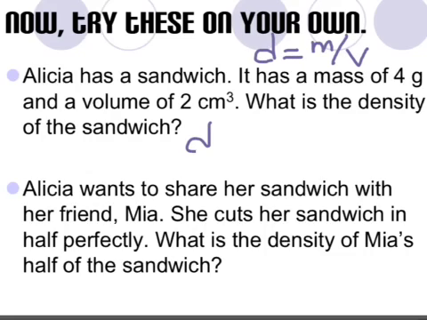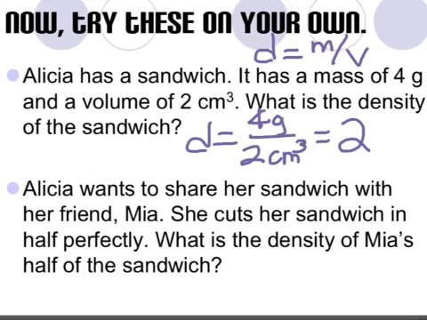So our mass is 4 grams, and our volume is 2 cubic centimeters. And hopefully you know just 4 divided by 2 is 2. It's a simple one. 2 grams per cubic centimeter. Make sure you get the units correct. If you don't get the units correct, it's not correct. It's very important. Okay, so there's the first problem. Hopefully you got that one right.